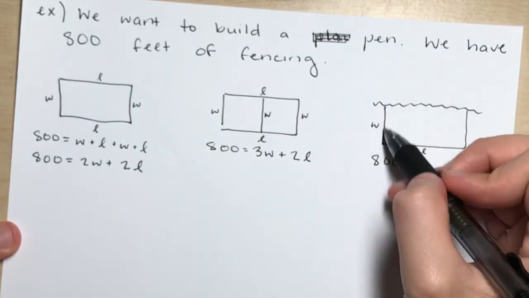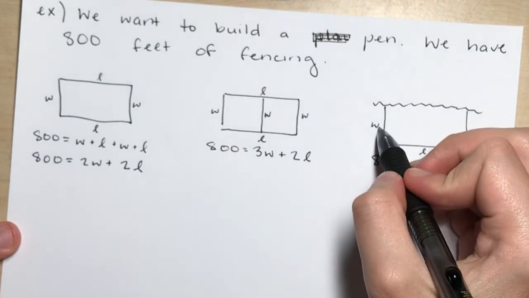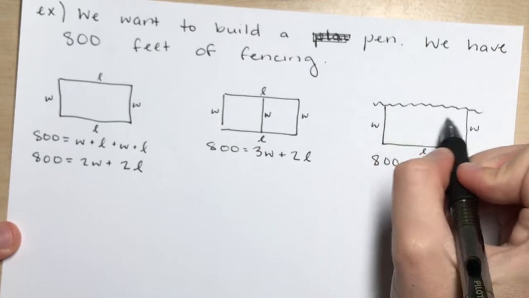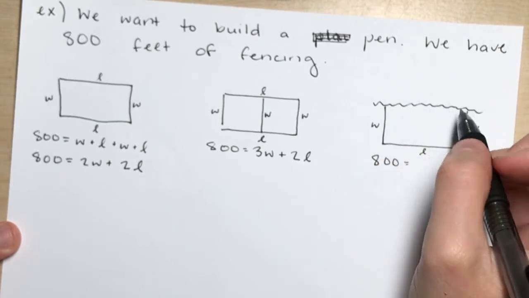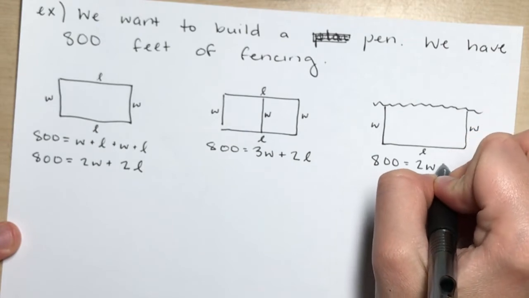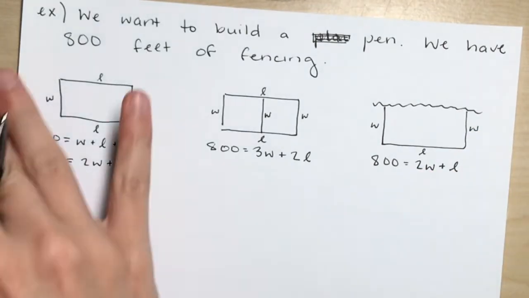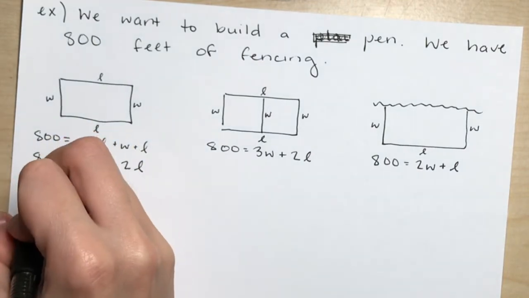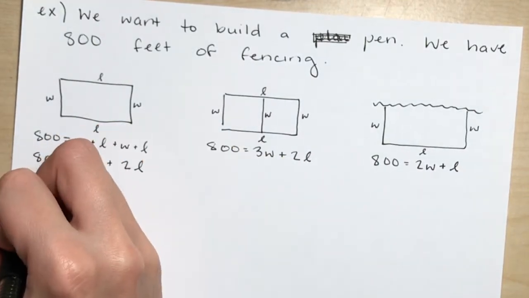Here we have WLW. This side is not there. We don't need fencing on that side. So we just have 2W plus L. These are some examples, hopefully getting us warmed up. I wanted to sort of make this condition.